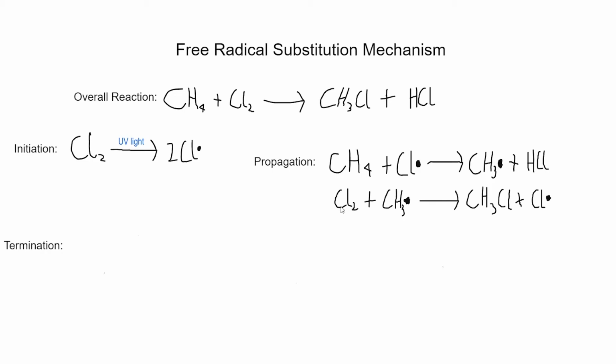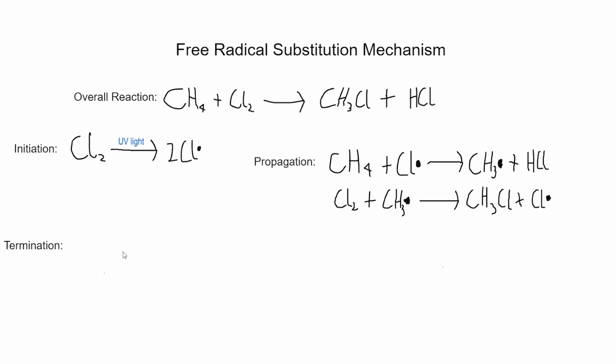The second part of writing a propagation step is showing that we can reform the radical we started with, the chlorine radical, because that demonstrates that this is a chain reaction. In this case, that means that we have the CH3 radical reacting with a chlorine molecule to form CH3Cl and that all-important chlorine radical. But then, if this is meant to be a chain reaction, what stops it?